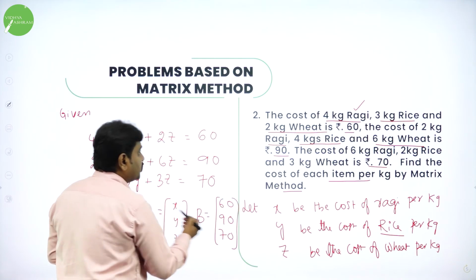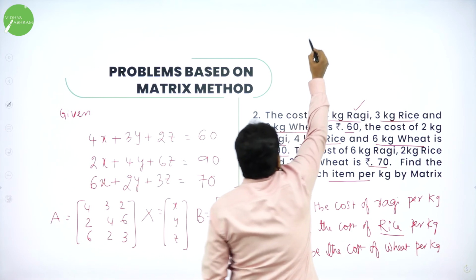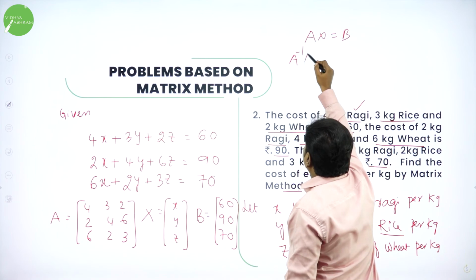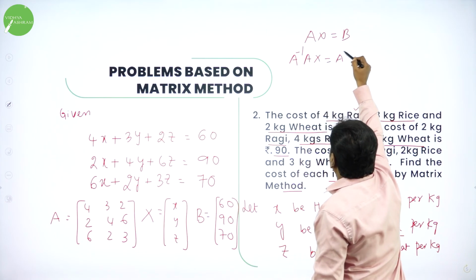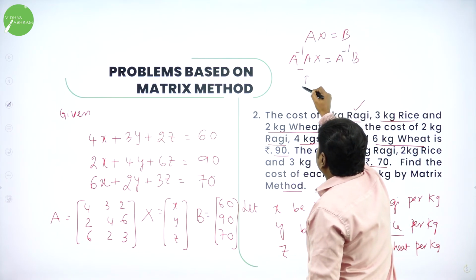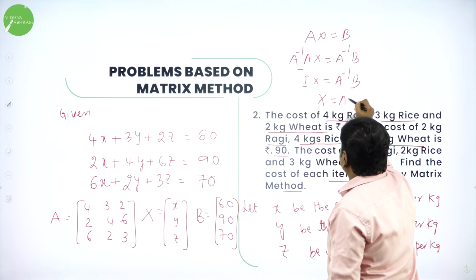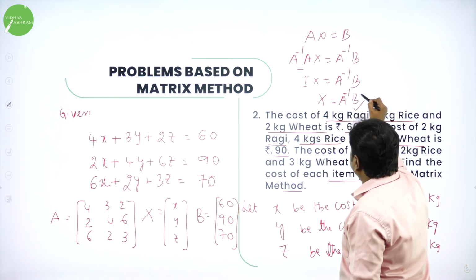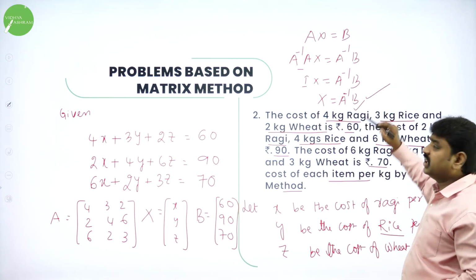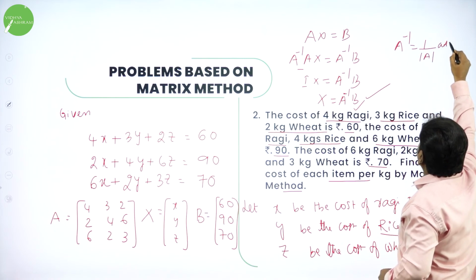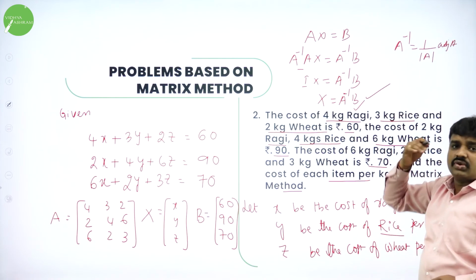Now you know the matrix method. What is given? They have given AX is equal to B. Multiply A inverse on both sides. A inverse into AX is equal to A inverse B. So A inverse into A becomes I, so IX is equal to A inverse B, and IX is X, so X is equal to A inverse B. This is the matrix method. Directly you can start with this. And all of you know how to find A inverse. How to find A inverse? 1 by det A into adjoint A. So substitute in this, you will get the answer.